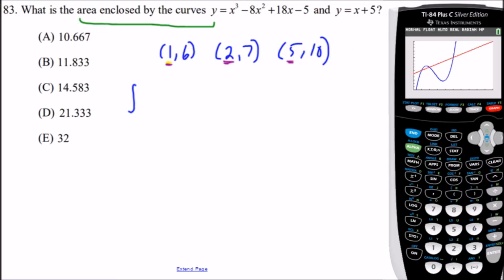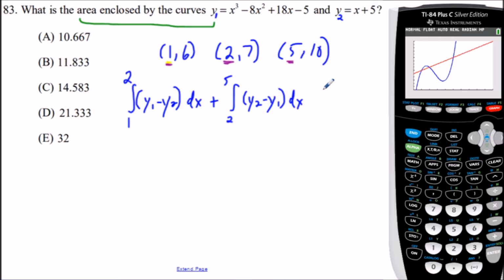So then in the first section here, the first equation, and I'll name these over here, we'll call this one y1 and y2. It's the integral from x equals 1 to x equals 2 of the top function minus the bottom function. So we have y1 minus y2 times dx, plus, but then in the second region, the line y2 is on top. So then our next integral, the roles reverse, and we have y2 minus y1 times dx from x equals 2 to x equals 5.